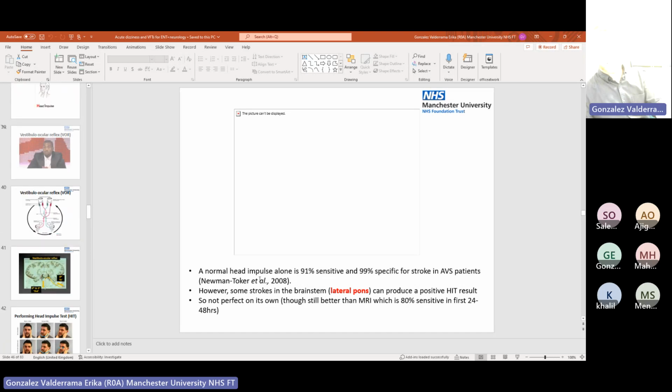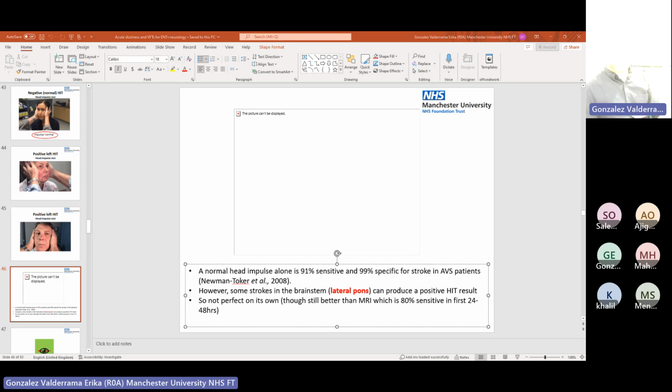So basically a normal head impulse alone is 91% sensitive and 99% specific for stroke in these patients. And what this picture would have been showing you is that picture earlier about the location of the vestibular ocular reflex. If you have a cerebellar stroke, which most posterior fossa strokes are, it's not going to affect your VOR. So your head impulse will be normal. Unlike a vestibular neuritis patient who will have a positive head impulse, so they'll have the catch-up saccade, a posterior fossa stroke person will not.